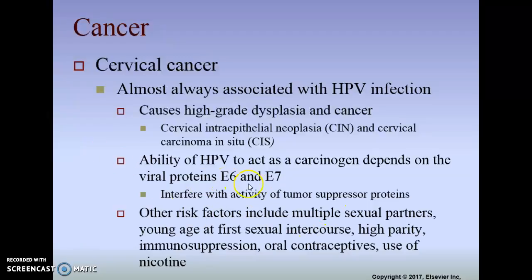What these proteins do is simply interfere with the activity of tumor suppressor proteins. Even though our body naturally has tumor suppressor proteins to try to keep cells from becoming cancerous, if you have viral transformation, then the host tumor suppressor proteins are not functioning, and so if there is a rogue cell, that can take off and become cancerous.